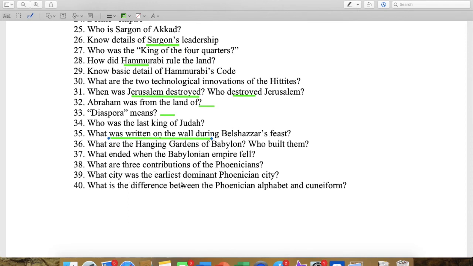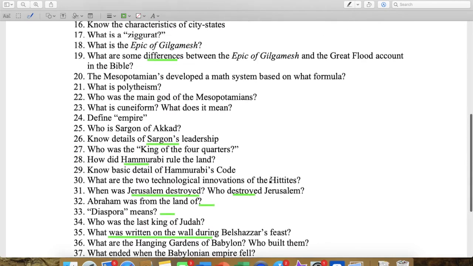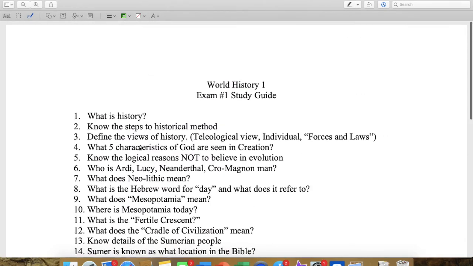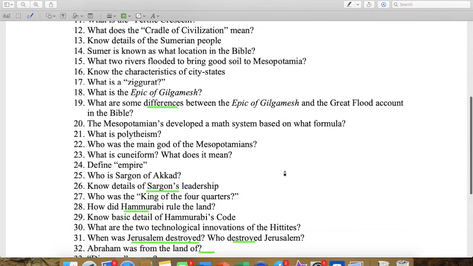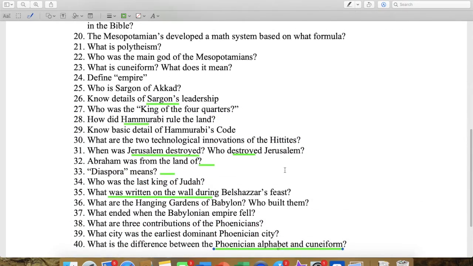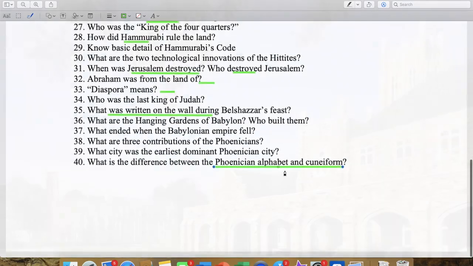What city was the earliest dominant Phoenician city? And then what is the difference between the Phoenician alphabet and the cuneiform, which is definitely good to know because of the roots of our alphabet. So other than that, again, if you went down this paper and you put an answer next to every single one of these things and you study it, you should have absolutely no problem on this exam.